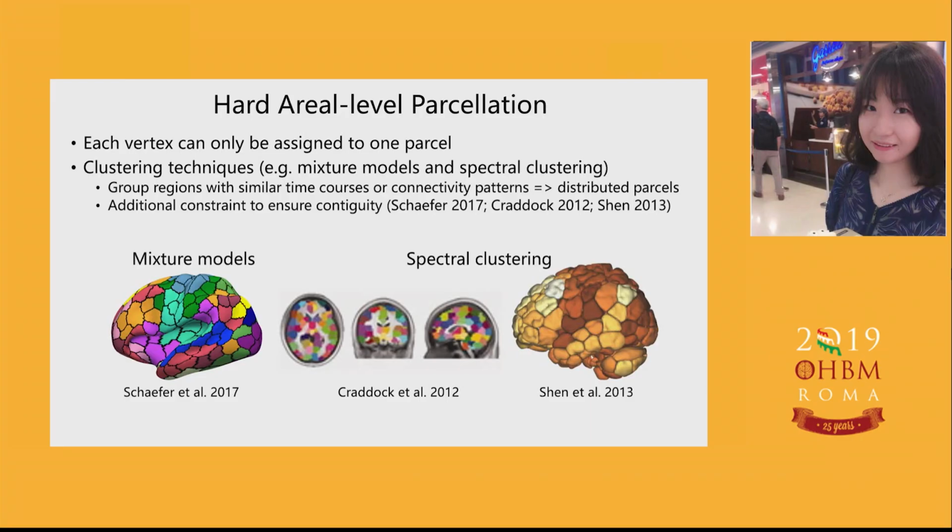Here I'm showing you three examples of the hard area level parcellations. For example, in the Schaefer parcellation, we add an additional constraint: vertices with similar x, y, z coordinates are more likely to be grouped into the same parcel, to ensure spatial contiguity.